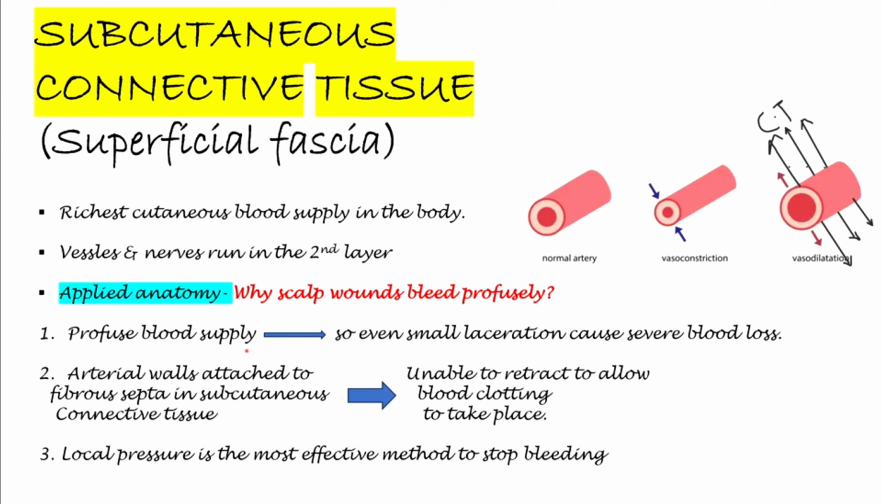1. It has the richest blood supply, so even a small laceration can cause severe blood loss. 2. Normally, to stop bleeding, the vessels undergo vasoconstriction, but the arterial walls in this layer of scalp are attached to the fibrous connective tissue septa. So even in an attempt to contract, the septa pulls away the walls and the vessels are unable to retract to allow blood clotting to take place. The most effective method to stop this bleeding is application of local pressure.